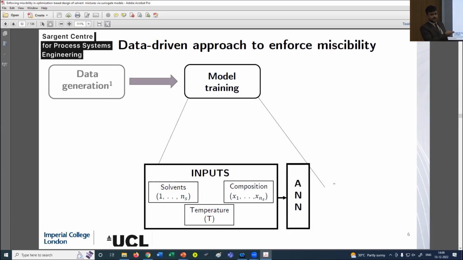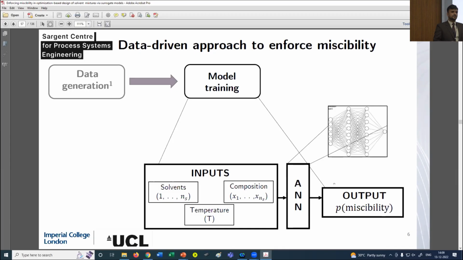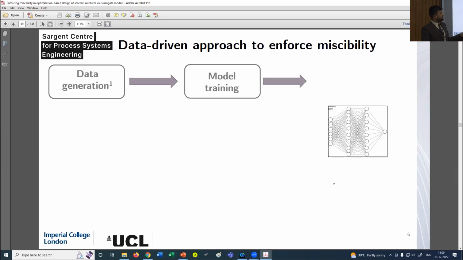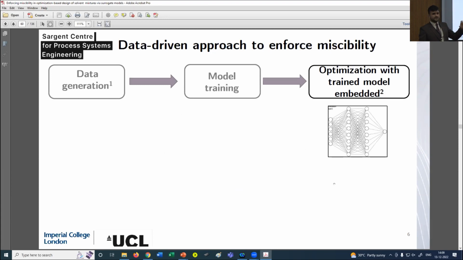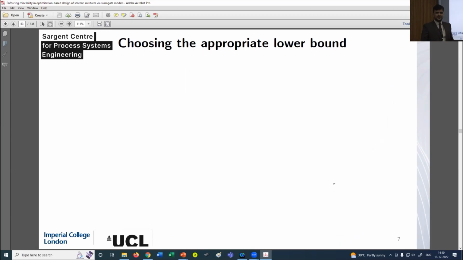Once we have the inputs, we train the ANN, and the ANN is a classifier, and this classifier would give us the probability of whether a solvent mixture is miscible or not. So once we have that probability and this model, we take this model that we trained, we embed it in the CAMD optimization model, and we set a constraint saying the probability of miscibility should be greater than some lower bound on miscibility that we as users need to decide. So now the next question which comes is, how do we decide about choosing this lower bound?